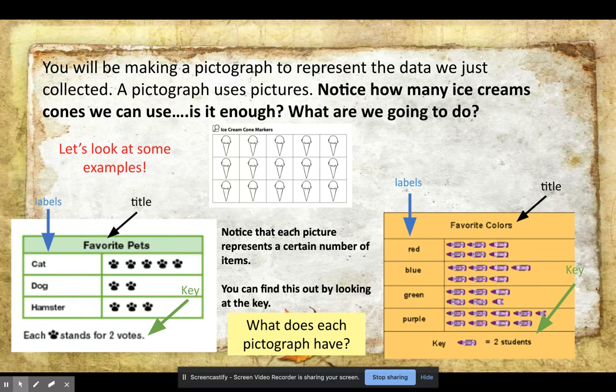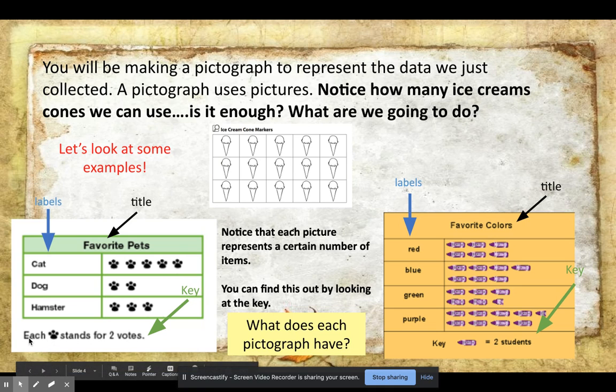I want you to think about how many ice cream cones we can use. What are we going to do with those ice cream cones? Of course, we're going to be putting them into a graph. So let's go ahead and look at some graphs that we have right here. We have a picture graph right here.